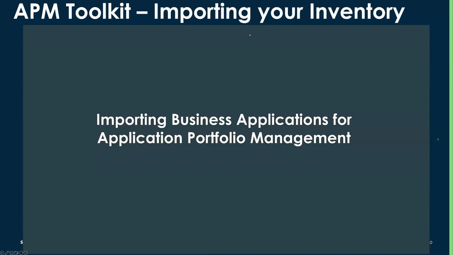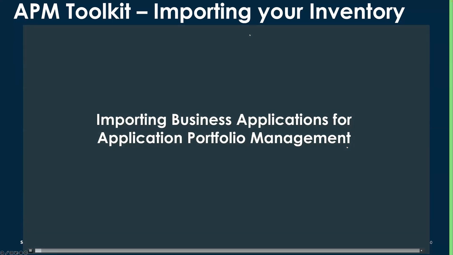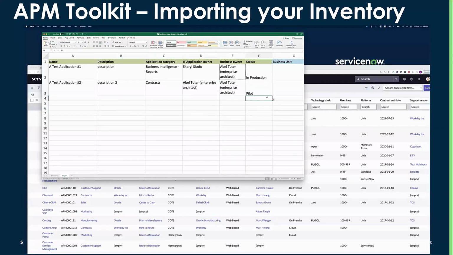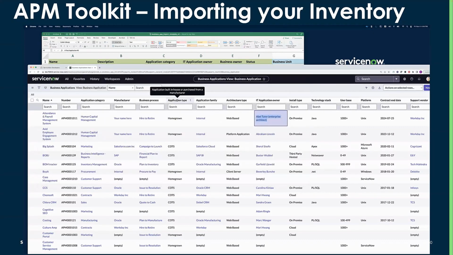So the next step, we've got APM installed, we've got a group created, we want to bring in some data. So using the template that's provided in the toolkit or your own template, you can use other spreadsheets. What we're going to do is use the list view right-click import capability. And here for a minimum viable load, we've got a name, description, category, IT application owner, business owner, and status. And that's all we're going to bring in.